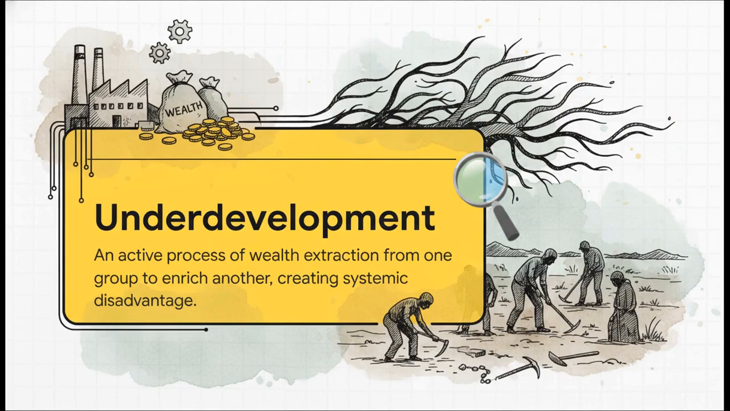Okay, so to really dig into this, we have to get our heads around one key idea: underdevelopment. Now, this isn't what you might think. We're not talking about places that are just lagging behind or not yet developed. No, thinkers like Walter Rodney argued it's an active process. Imagine it like this. One group's prosperity is directly connected to and even causes the poverty of another through the systematic extraction of wealth and labor.